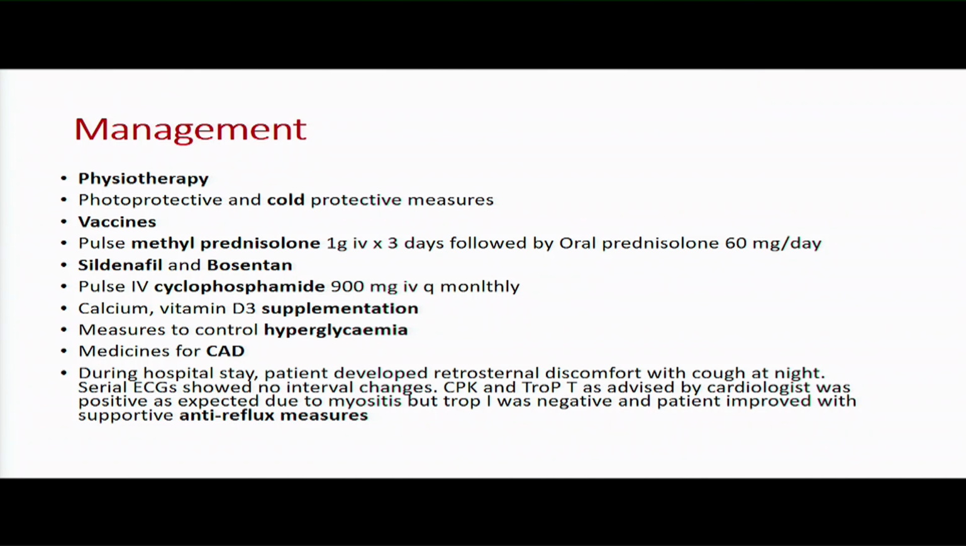One important thing we got to notice and practice is that this patient suddenly, once in a night, developed retrosternal discomfort. The ECG did not show anything apart from the II, III, aVF inferior wall changes and LBBB. Her Trop-T and CPK were positive, which we expect in a myositis patient, but Trop-I was negative, and she was just managed with anti-reflux measures, and she improved.